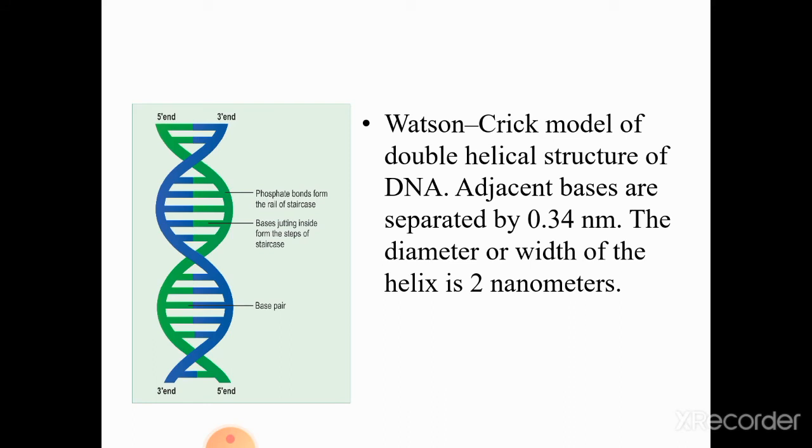So this is the Watson-Crick model of double helix structure of DNA, and the adjacent bases are separated by 0.34 nanometers, and the diameter or the width of the helix is around 2 nanometers. And you also need to show that it is anti-parallel, 5' 3'. One strand is 5' 3' and the other one is 3' 5', and it is double helical with adjacent bases separated by 0.34 nanometers, and the diameter or the width of the helix being 2 nanometers.